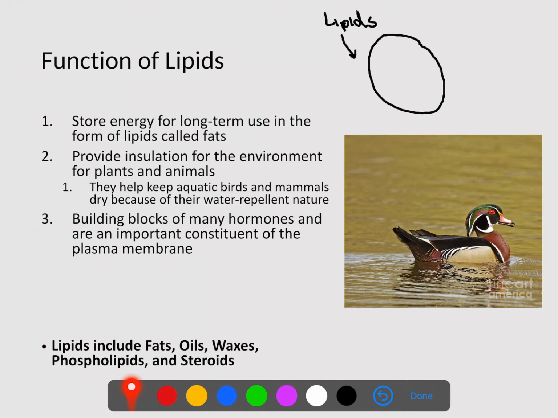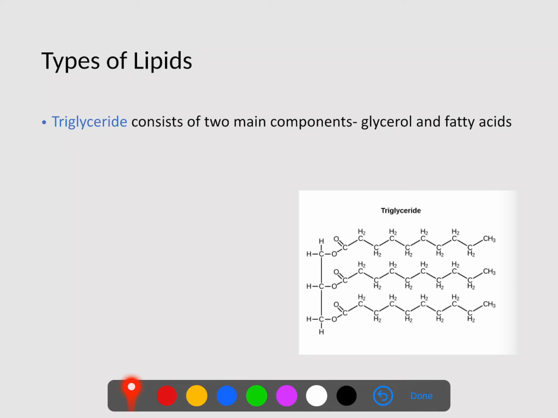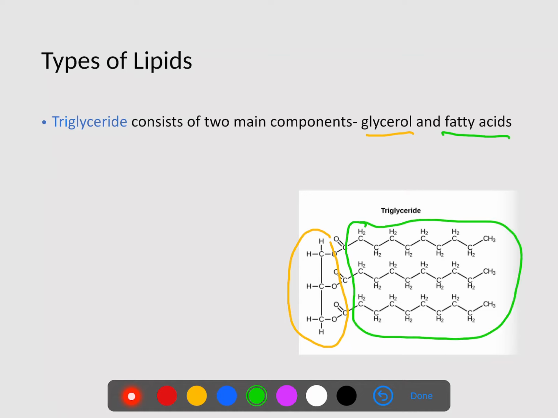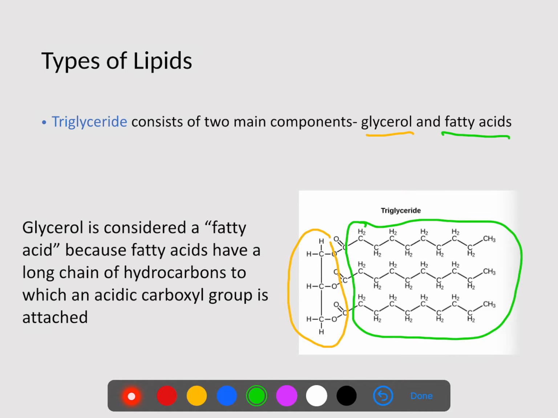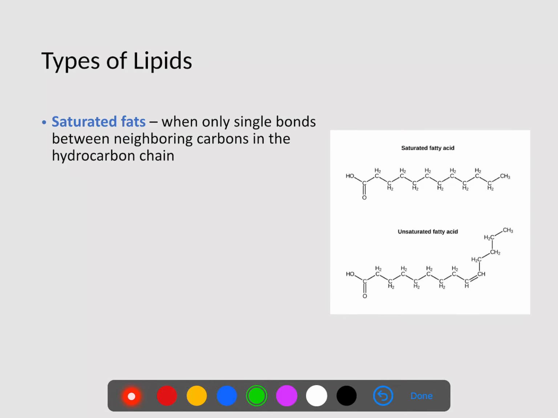Now, lipids include fats, oils, wax, phospholipids. We'll talk a little bit about each one here coming up. Now, a triglyceride is, remember, what our body usually stores fat as, and it's made of two main parts that you see here. Glycerol, which would be this structure right here, and fatty acids would be the three chains off of that glycerol. So again, triglycerides consist of fatty acids because fatty acids have long chains of hydrocarbons to which an acidic carboxyl group is attached.